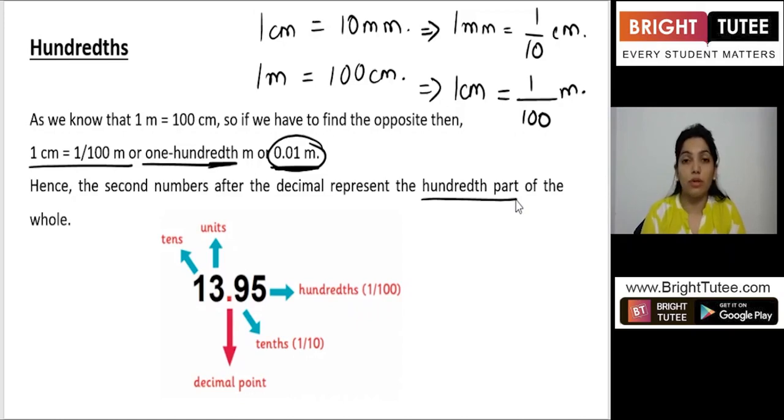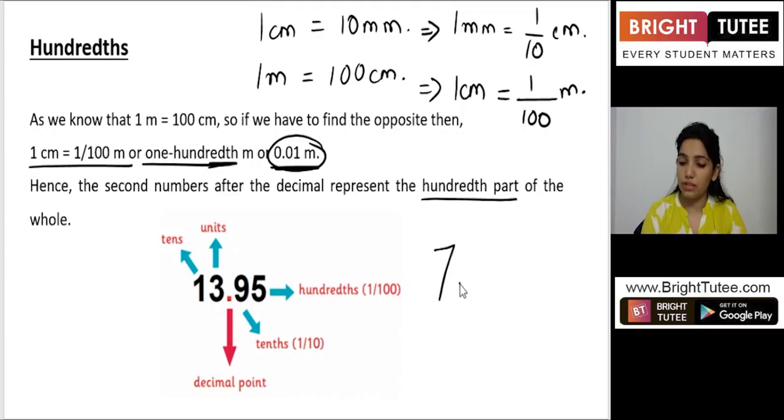See here, we have got a number 13.95. Now, one thing I want you to make very clear when you are reading a decimal number. So here it is 13.95. You will never read it as thirteen point ninety-five. No, never. Always read each digit individually while you are reading the decimal numbers. So this will be read as thirteen point nine five.